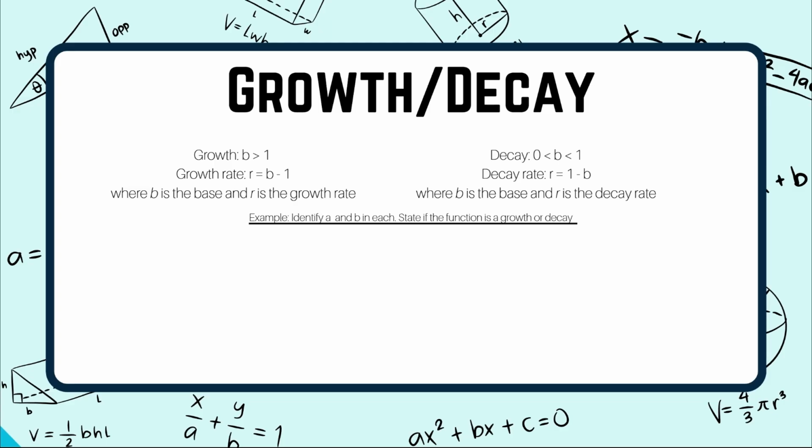Try these examples. Identify a and b. Since f of x is equal to 7 times 0.9 to the x, a is equal to 7 and b is 0.9. Since that's between 0 and 1, this is an exponential decay function. Next, f of x is equal to 4 times 1.35 to the x. A is 4 and b is 1.35, which is greater than 1, so this is an exponential growth function.